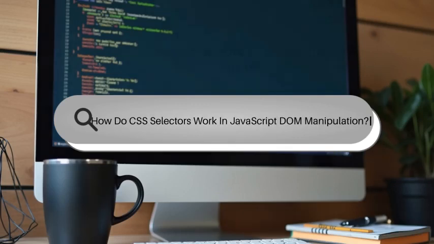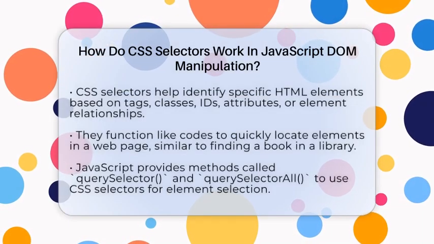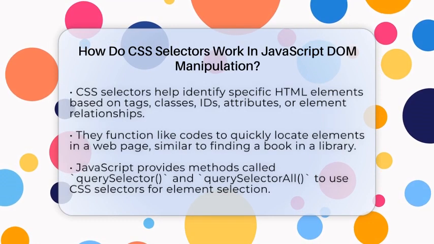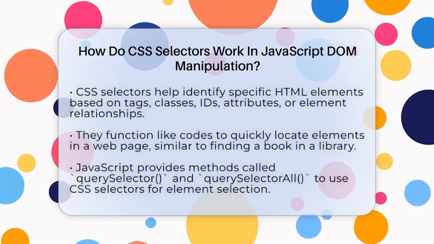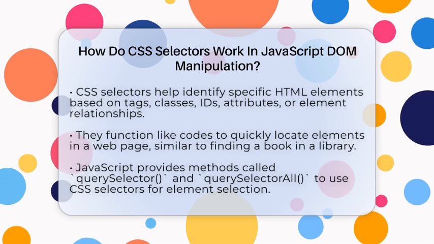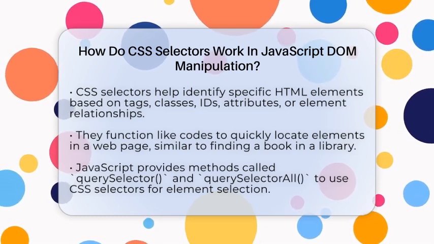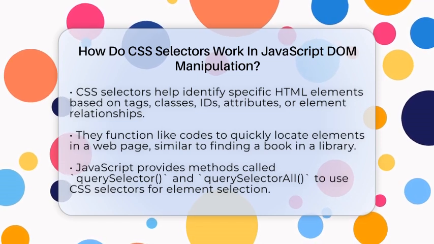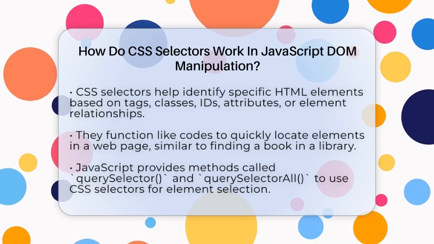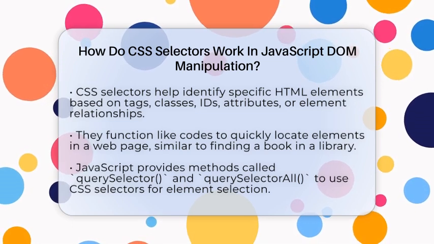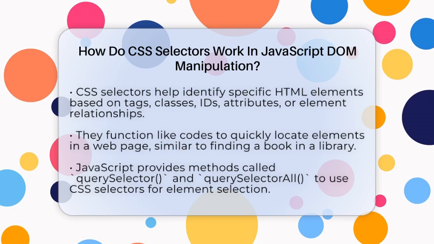How do CSS selectors work in JavaScript DOM manipulation? Imagine you're trying to find a specific book in a huge library. Instead of searching through every shelf, you use a special code to pinpoint exactly what you want. That's kind of how CSS selectors work in JavaScript when you're working with web pages. They are patterns or rules that help you find HTML elements based on their tags, classes, IDs, attributes, or how they relate to other elements.